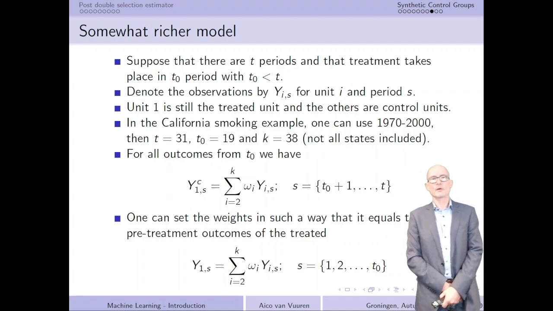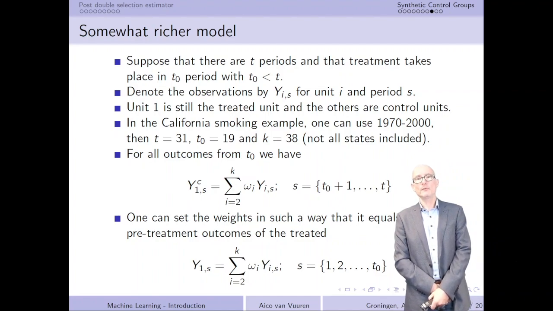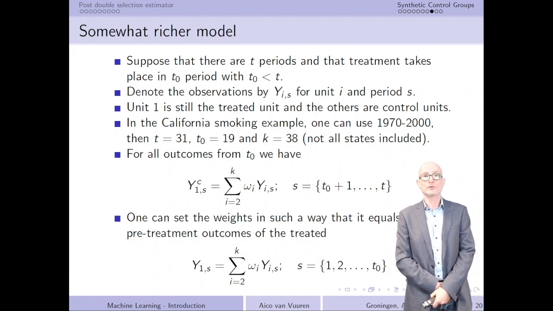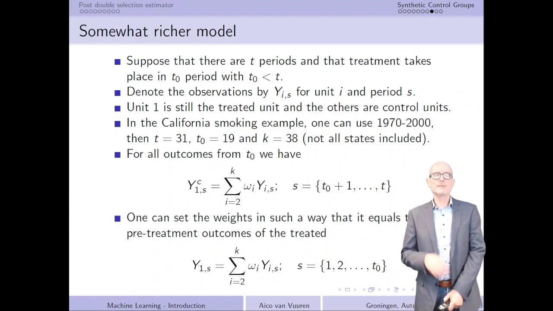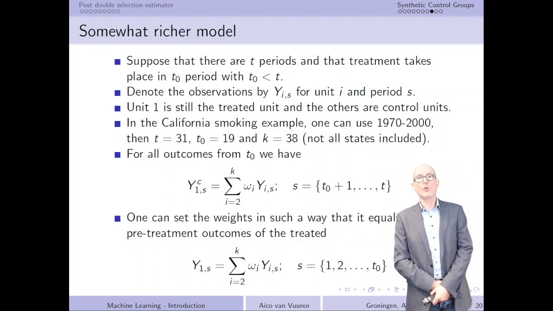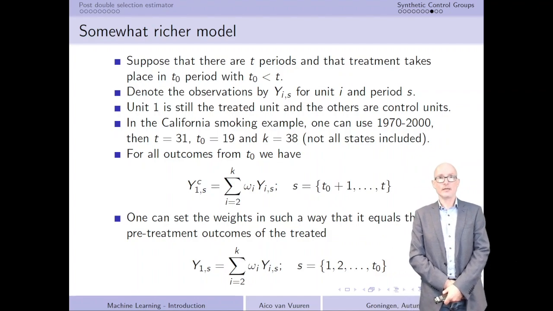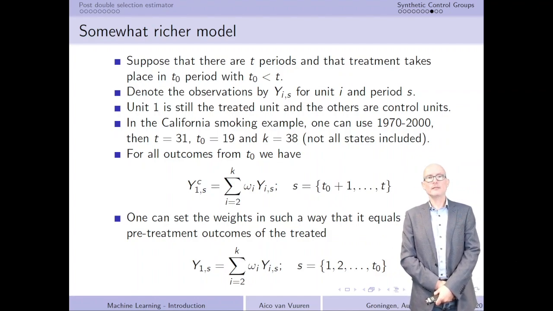That means that in our Californian smoking example, one could of course use the period between 1970 and 2000, which implies that T is going to be equal to 31, T0 is going to be equal to 19, and K is going to be equal to 38. It implies that we are not going to use all our states in the United States. That implies that we now are going to be able to predict our counterfactual outcomes for the treated unit.